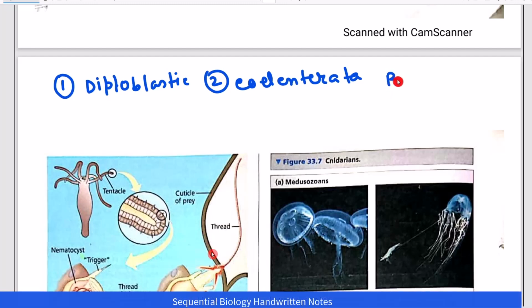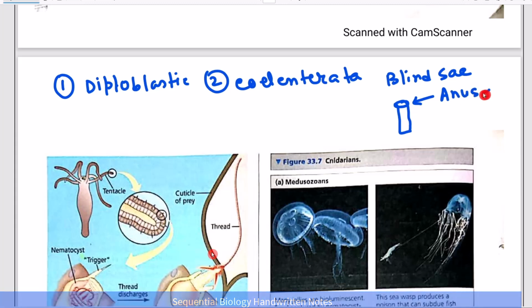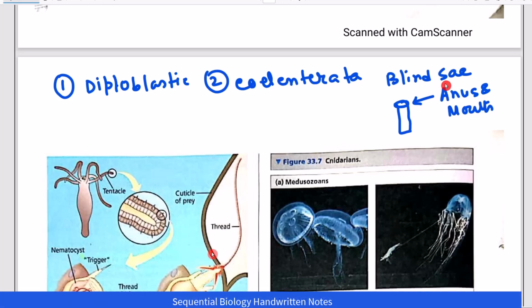They show a blind sac body plan. What is a blind sac body plan? A blind sac body plan means their digestive system has a single opening which serves as both anus and mouth. This type of body plan is called a blind sac body plan, and it is a characteristic feature of this phylum.